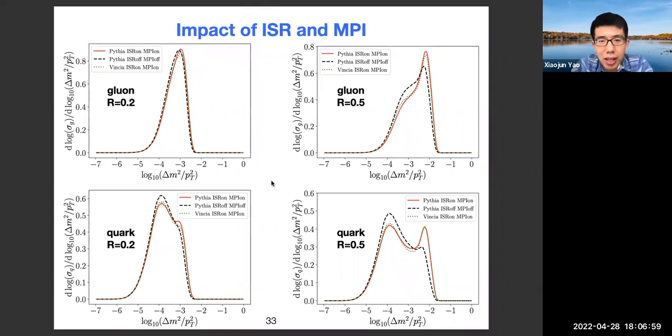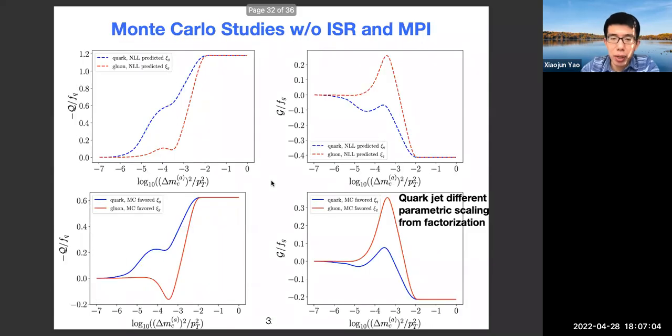And yeah, here in this plot, I just want to show you, oh, by the way, in this plot I turned off the ISR and MPI effects. They are just underlying effects that can cause contamination, so I turned them off here.